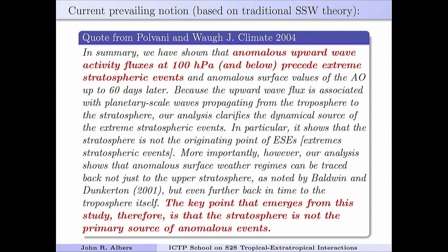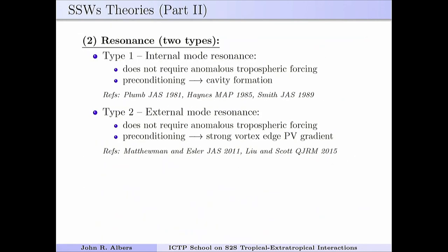And I'll just leave this quote up here. This is from that Pulvanian paper, and it's making the key point that they were trying to make, which is that these events are driven by anomalous wave activity generated in the troposphere. So that's the traditional view. That's not the end-all story for how warmings are generated. There are alternative views on this.